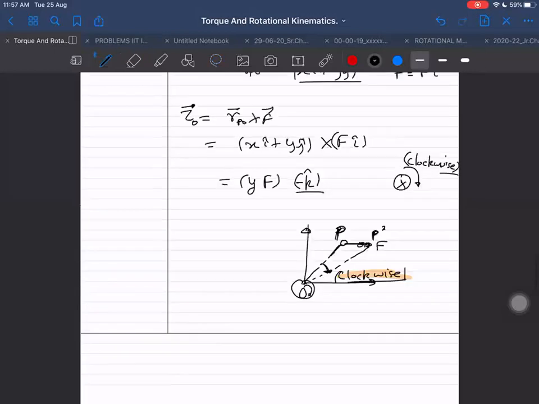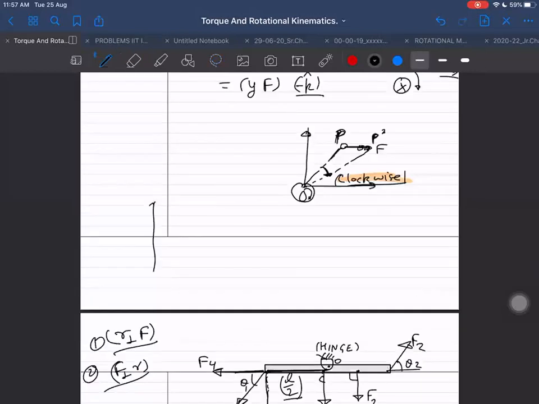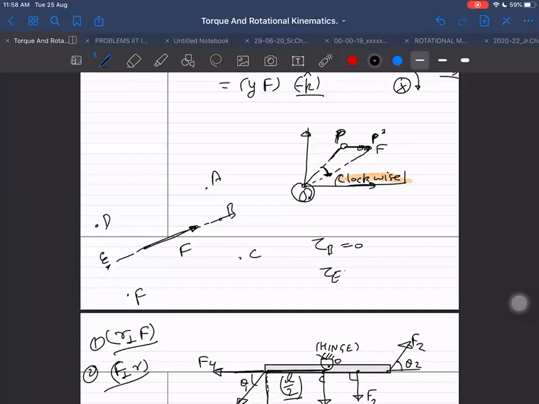Remember one thing, how to tell quickly. I should explain once more how to tell quickly whether the torque acting is 0 or not. I'm giving you one force F acting here. One point is A, one is B, one is C, D, E, and F. Tell me about which points the torque is 0. B and D, and E also, because the force is along the axis.